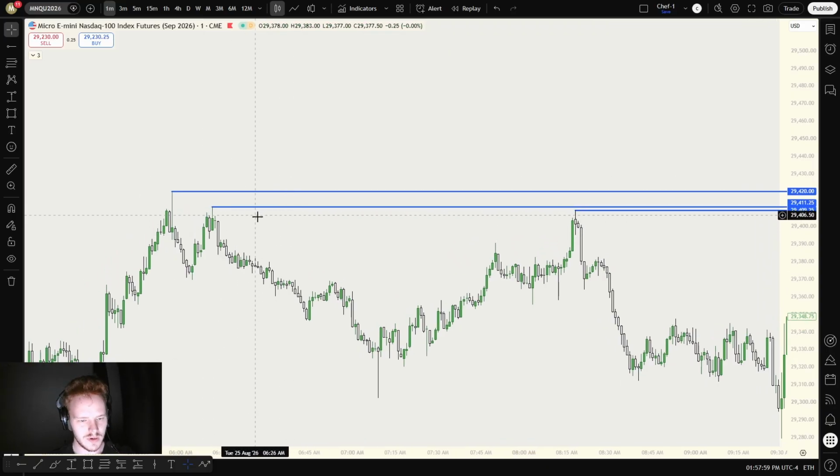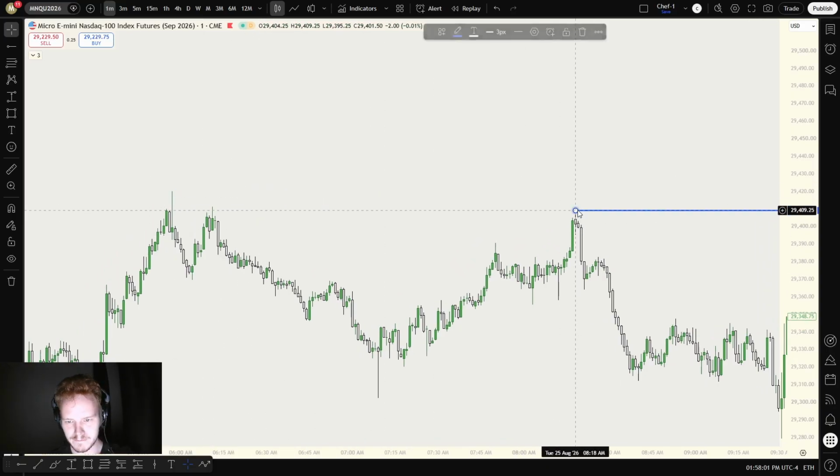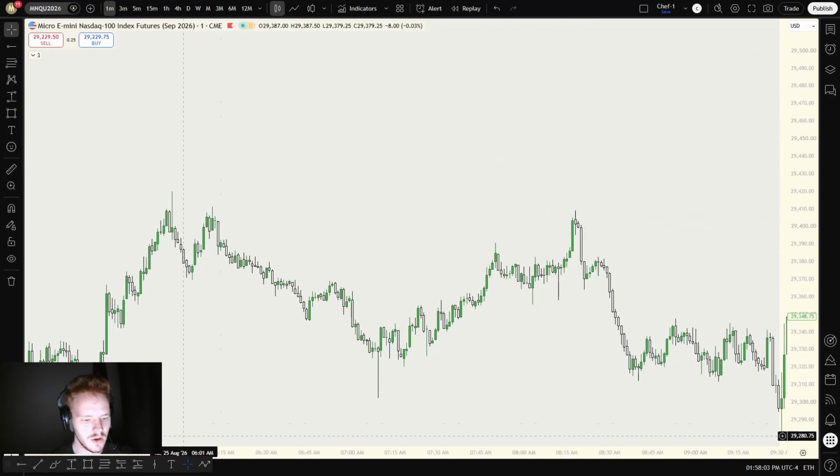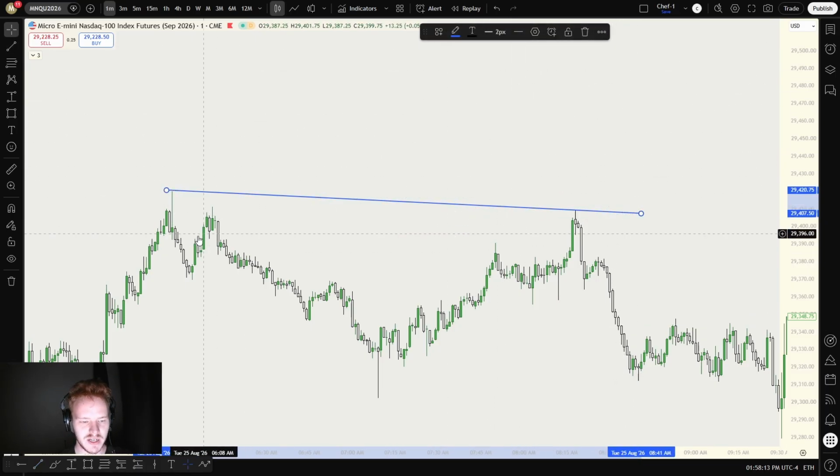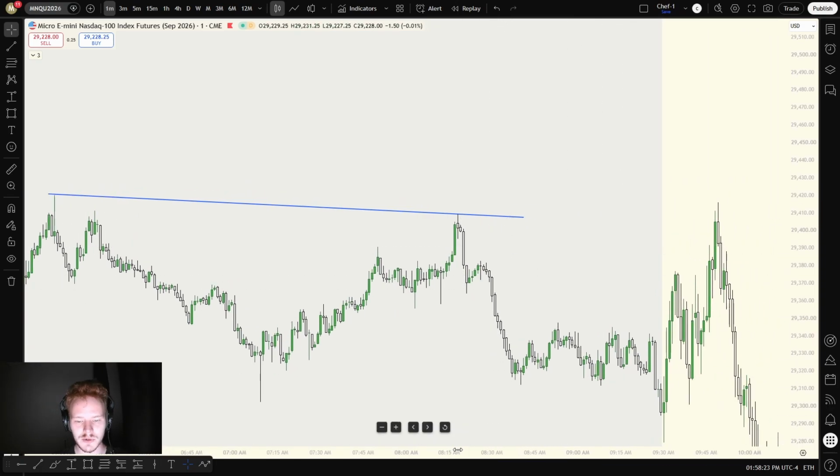Why? Let's delete this actually, just so you can see better. Retail sees this as a support level. They see that price wants to go in here once, into here twice, or thrice, 1, 2, 3, and they view it as a resistance level.